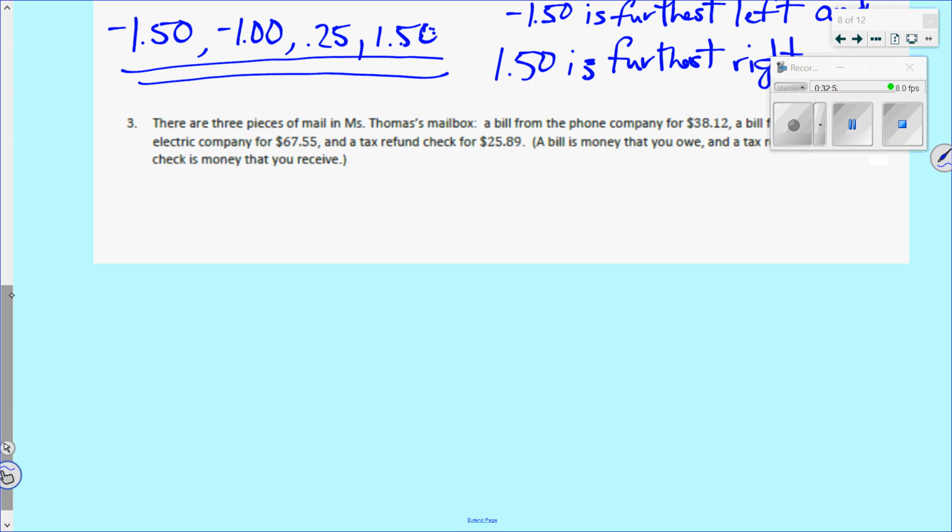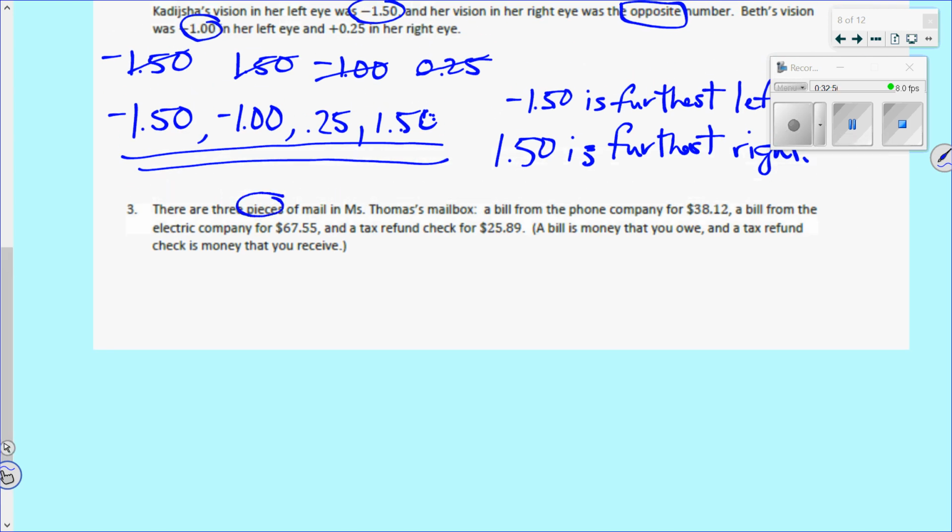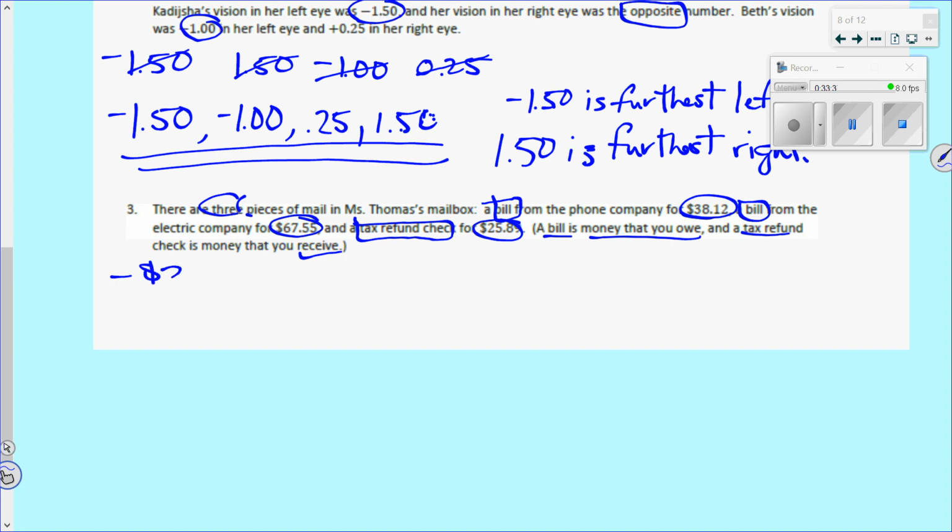Okay, there are 3 pieces of mail in Mr. Thomas's mailbox. A bill from the phone company for $38.12, a bill from the electric company for $67.55, and a tax refund check for $28.59. A bill is money you owe. Tax refund is money you receive. So that helps you understand the positives or negatives of this. So the bill for $38.12 would be what as an integer, Rowan? Is the bill going to be positive or negative? Negative. So negative $38.12.